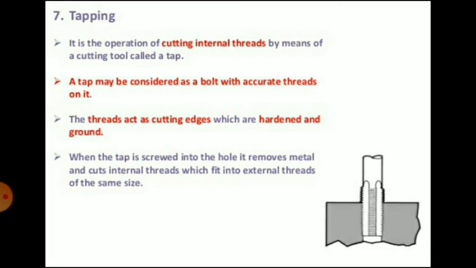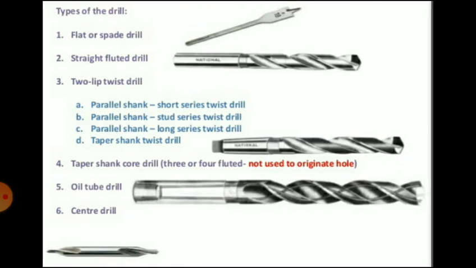Next is the tapping operation. It is the operation of cutting internal threads by means of a cutting tool, that is called a tap. When a tap is screwed into the hole, it removes metal and cuts internal threads which will fit into external threads of the same size. So this is a tapping operation. The tap is held in a tap wrench and it is rotated in a previously drilled hole to produce the internal threads.